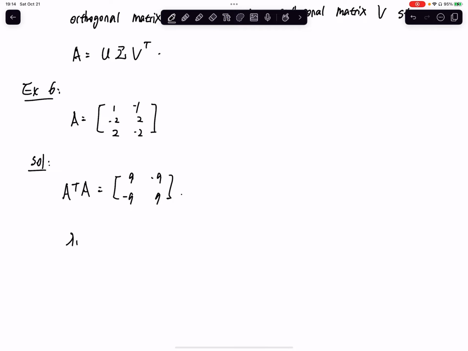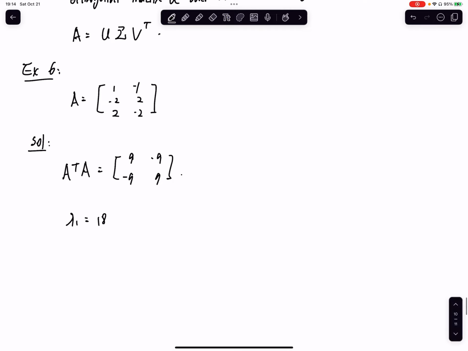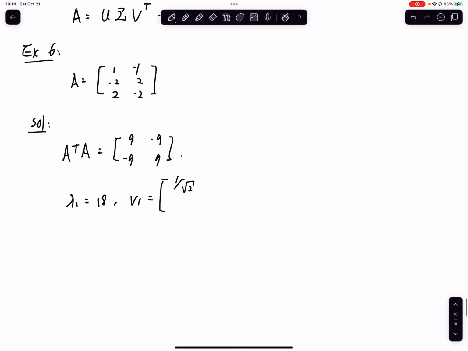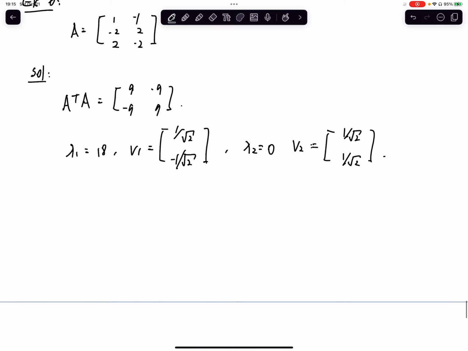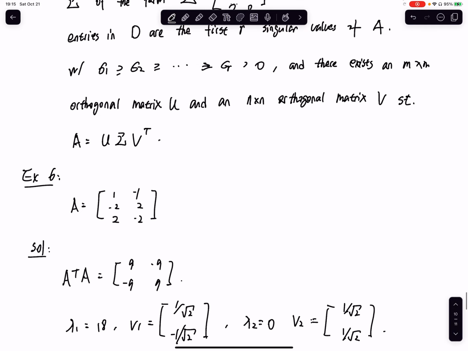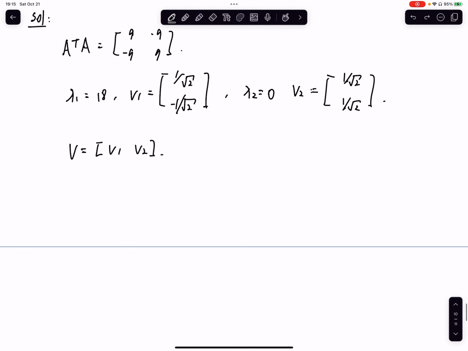For lambda 1 equals 18, we have the unit eigenvector v1 being 1 over square root of 2 and minus 1 over square root of 2, that is, we are normalizing it. With lambda 2 equal to 0, we have v2 being 1 over square root of 2 and 1 over square root of 2. These vectors form the columns of V, so our V is just v1, v2. Now we are done with V, and we proceed to sigma. First, our sigma 1, the singular value, is 3 square root of 2, and our sigma 2 is 0.